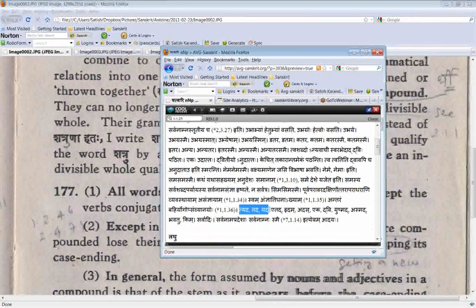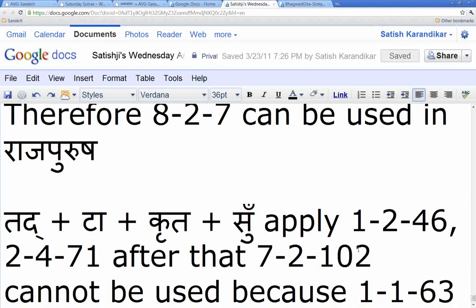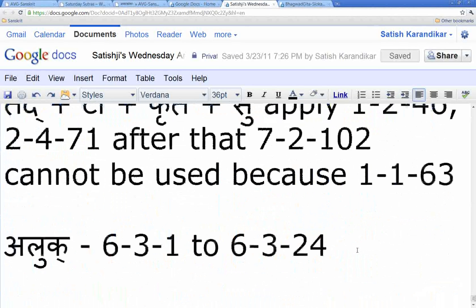Tyad tad yad etad idam adas ekadvi yushmad dasmad bhavatukim. It's a dakaranta pradipadikam. That's why I put it like that in the document: tad plus ta. But in the book, the takara became so because of the change from dakara to takara, again because of the padasanya.